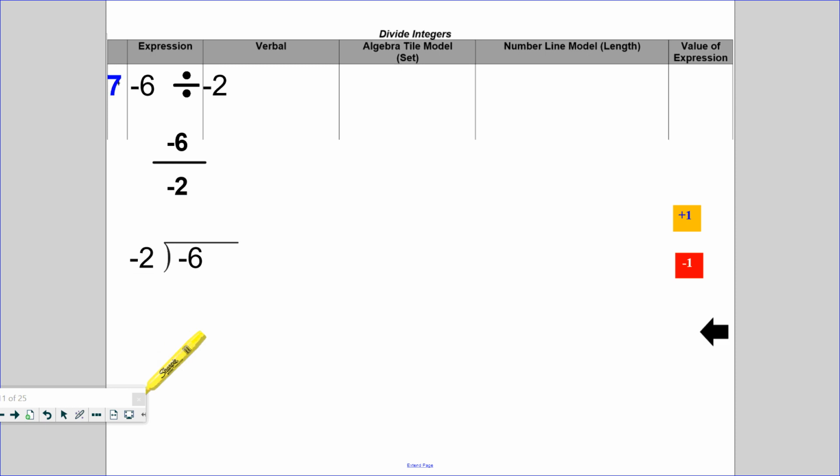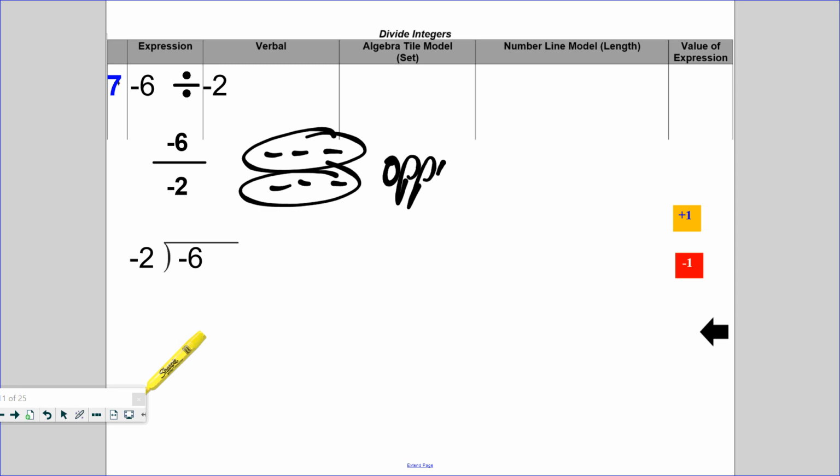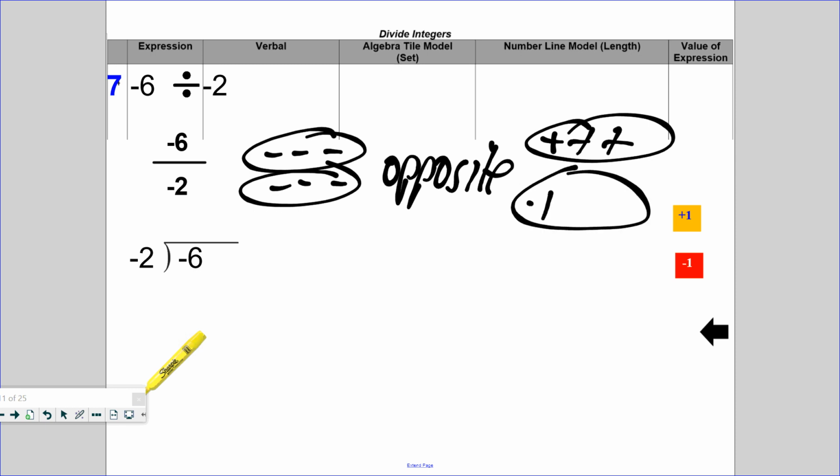Now, what about these examples? What if you have 2 negatives? For example, you have negative 6, and you need to divide it into 2 groups. But this negative right here says you need to do the opposite. And so that would be positive 3. 6 negative divided into 2 groups is negative 3.